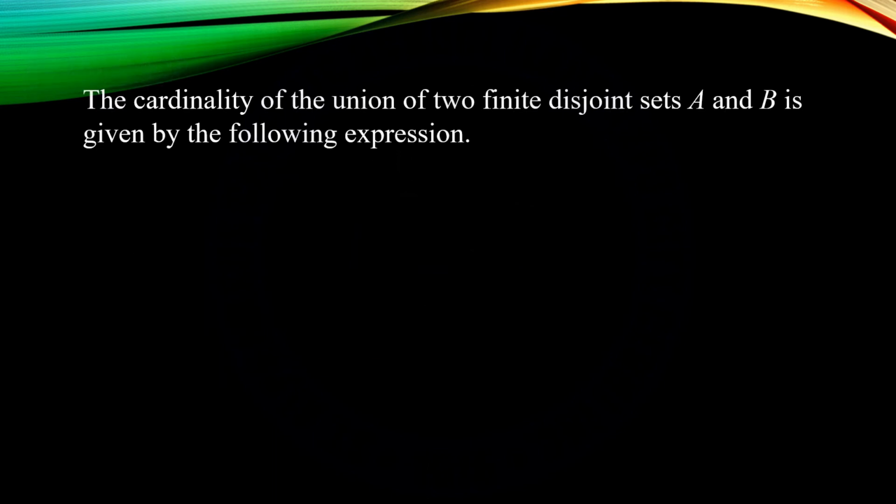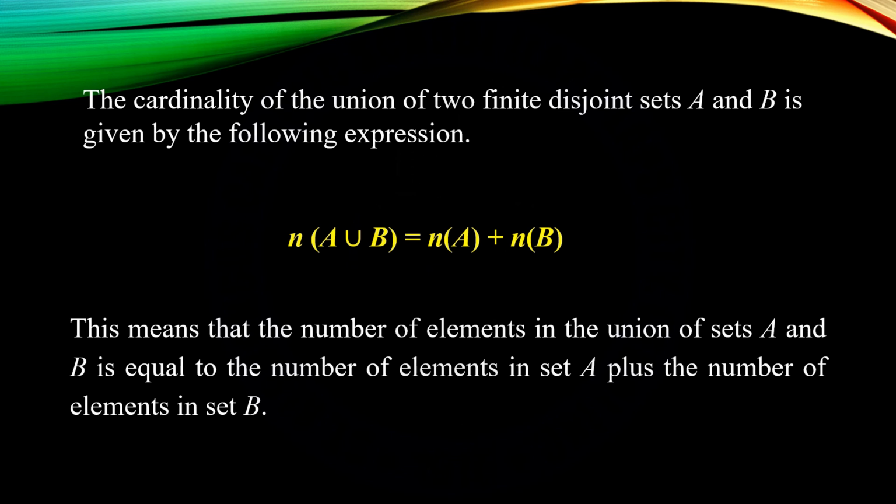The cardinality of the union of two finite disjoint sets A and B is given by the following expression. N of A union B is equal to N of A plus N of B, or the cardinality of A union B is equal to the cardinality of A plus the cardinality of B. This means that the number of elements in the union of sets A and B is equal to the number of elements in set A plus the number of elements in set B.